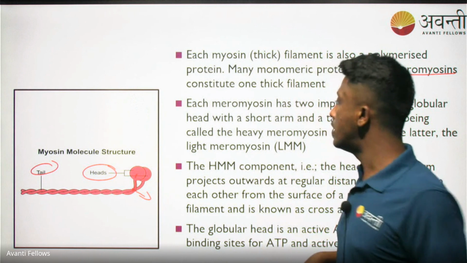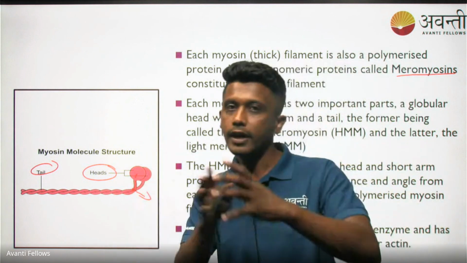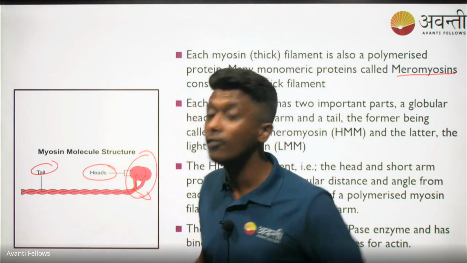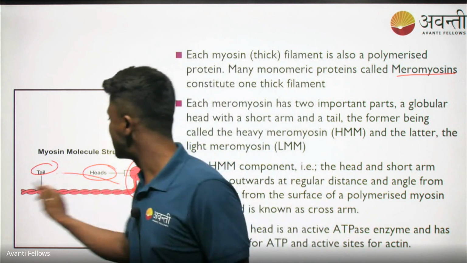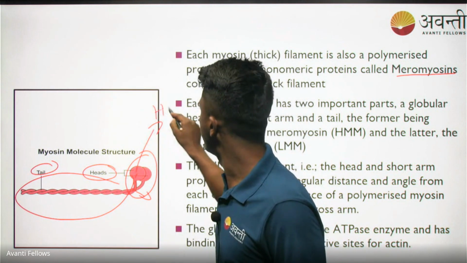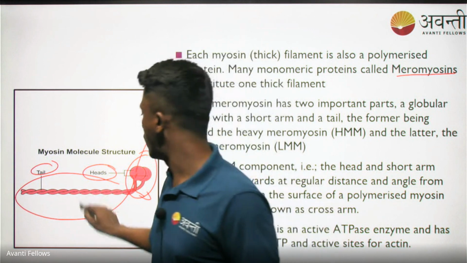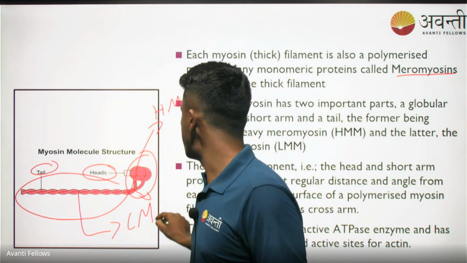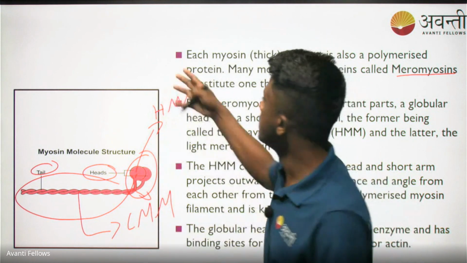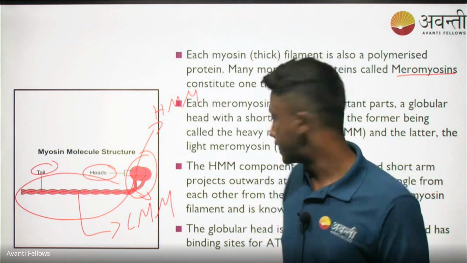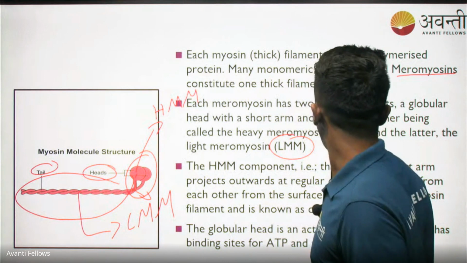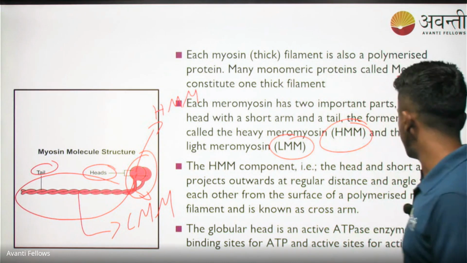Now, when we talk about this myosin, we can divide it into two important components. One region is made up of heavy regions, and the other region is the light region. We can call it heavy meromyosin, HMM, and light meromyosin, LMM. Light meromyosin is very less dense, and heavy meromyosin is high density. Correct, right?